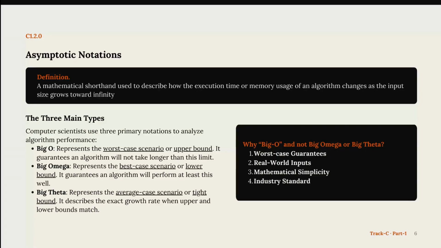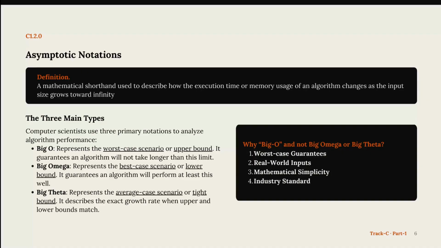So many of the times you will only see big O notation, and even in this session that we are going to run through, we are only going to look at big O notation. Why big O and not big omega and big theta? Because big O notation helps us with worst case guarantees.